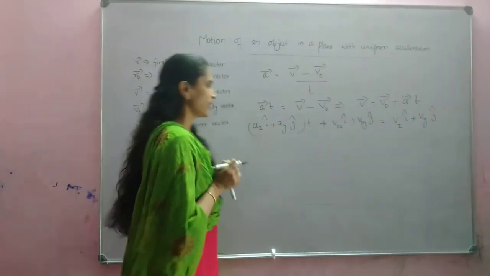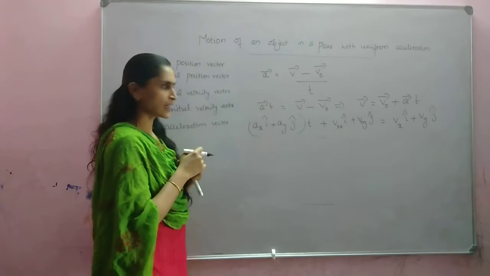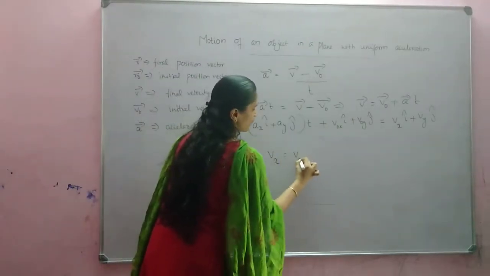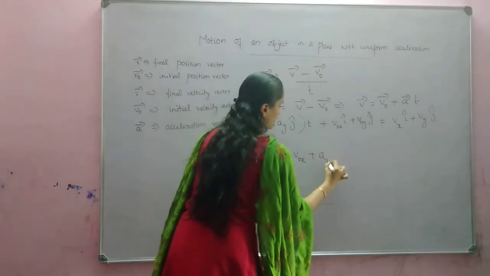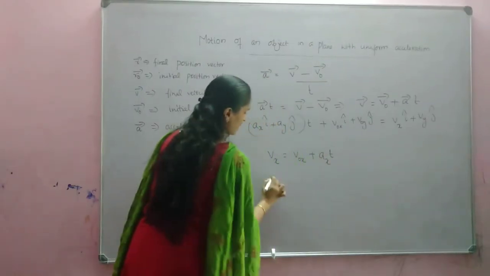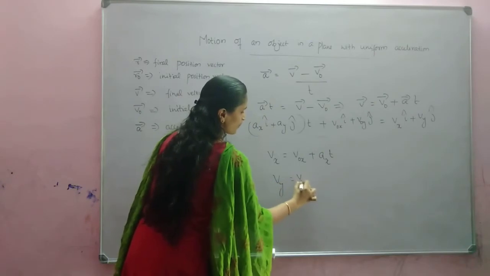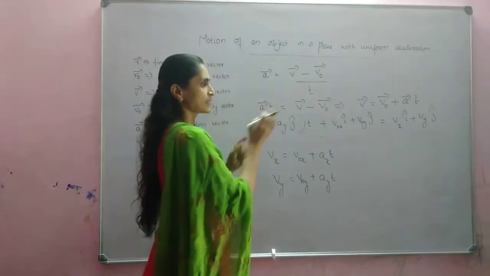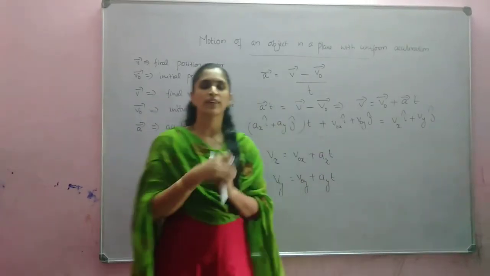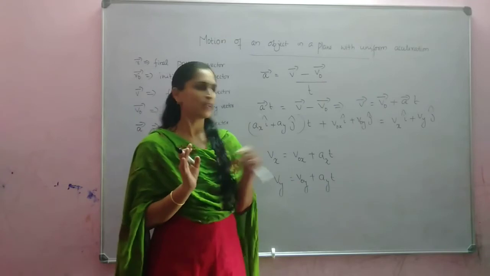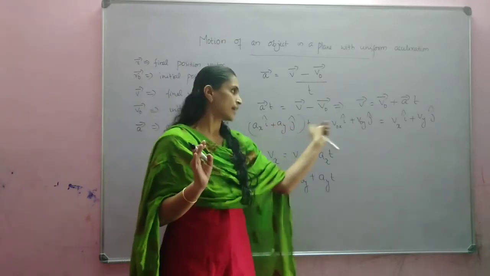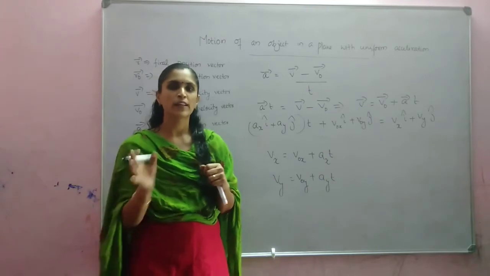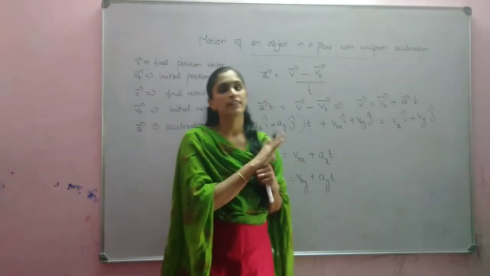Okay. Now we can equate x component and y component. So what we will get? We will get vx is equal to v0x plus ax into t. Same way we can write vy is equal to v0y plus ay into t. We are equating the x component and the y component. For vectors to be equal, the i component should be the same and the j component should be the same. Then only, or say if k components are there, k components also should be the same. Then only we can say that the vectors are equal.